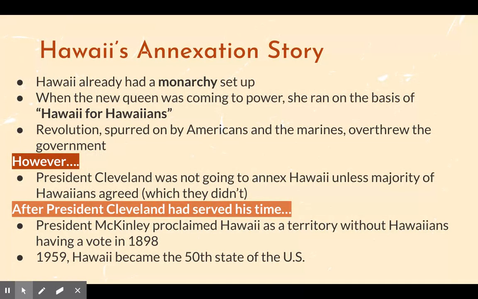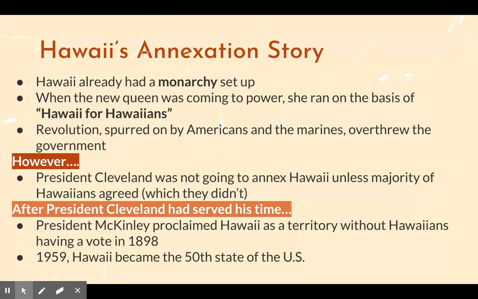This obviously caused a revolution to happen with those American businessmen. Marines were sent to assist the American businessmen, and they overthrew the government. They kicked out the queen, they kicked out the monarchy, and there were people in government, people in the military that were supporting this revolution. However, there was one person who did not agree with what was happening. That happened to be the president at the time.